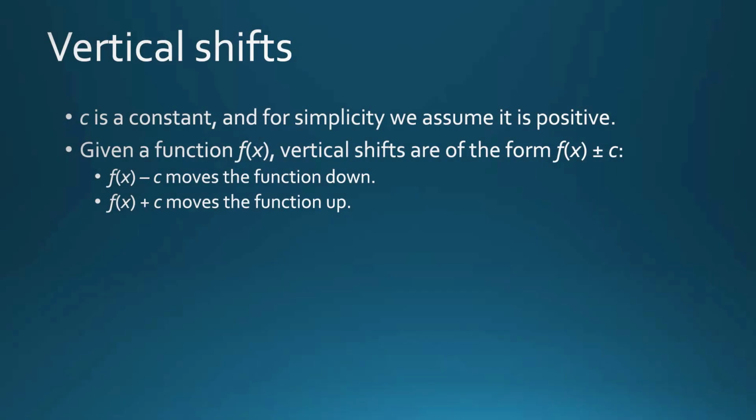Now, when it comes to vertical shifts, we're still using the letter C. We're still assuming it's a positive constant. But notice the subtraction is taking place outside of the argument. And so in that case, everything works as your intuition would suggest. Negative shifts things down. Positive shifts things up. Take a look.